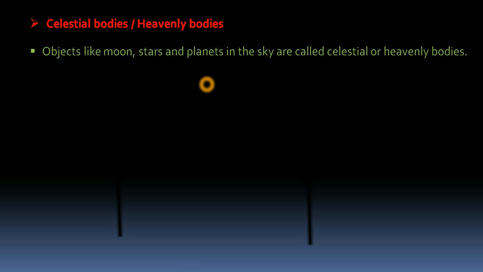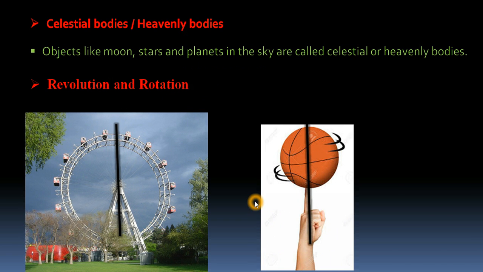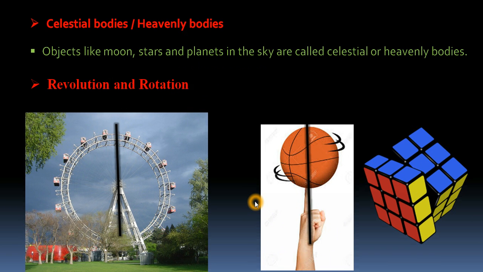But before that, let's look at the two terms revolution and rotation. You can look at these examples and understand what revolution and rotation are. If you look at this picture, you can see this one object is moving around another object. So basically, one object is moving around some other object. That is revolution, where one object moves around another object.